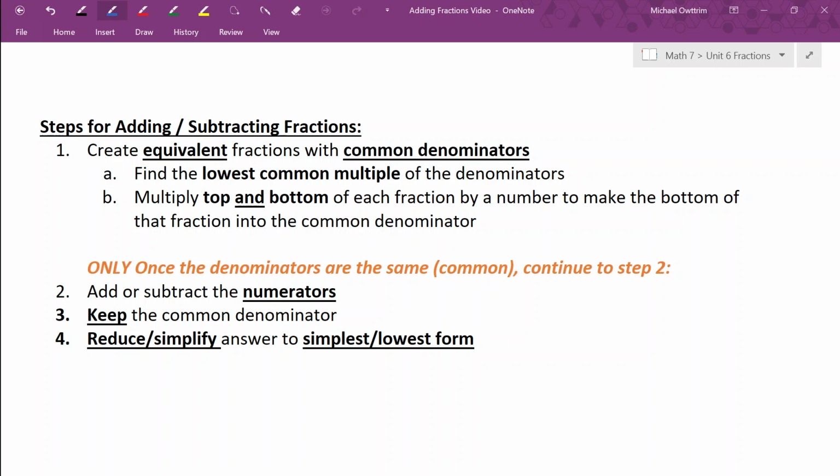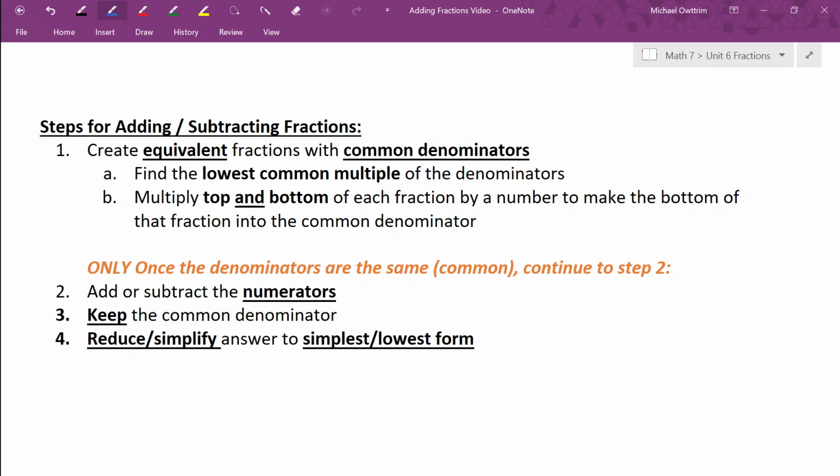First thing we have to do there is find what the common denominator is, and the common denominator will always be the lowest common multiple of the existing denominators. So we'll list out a bunch of multiples of our denominators. We'll select the lowest one that is in both lists.